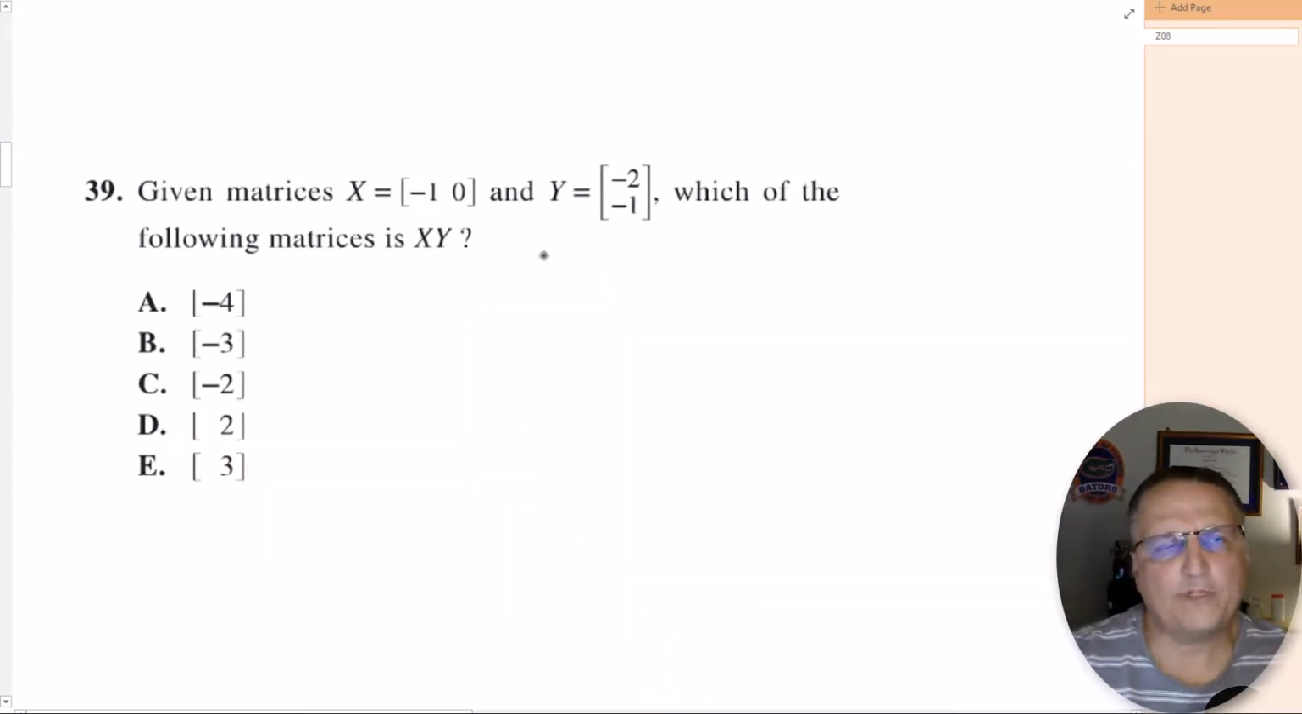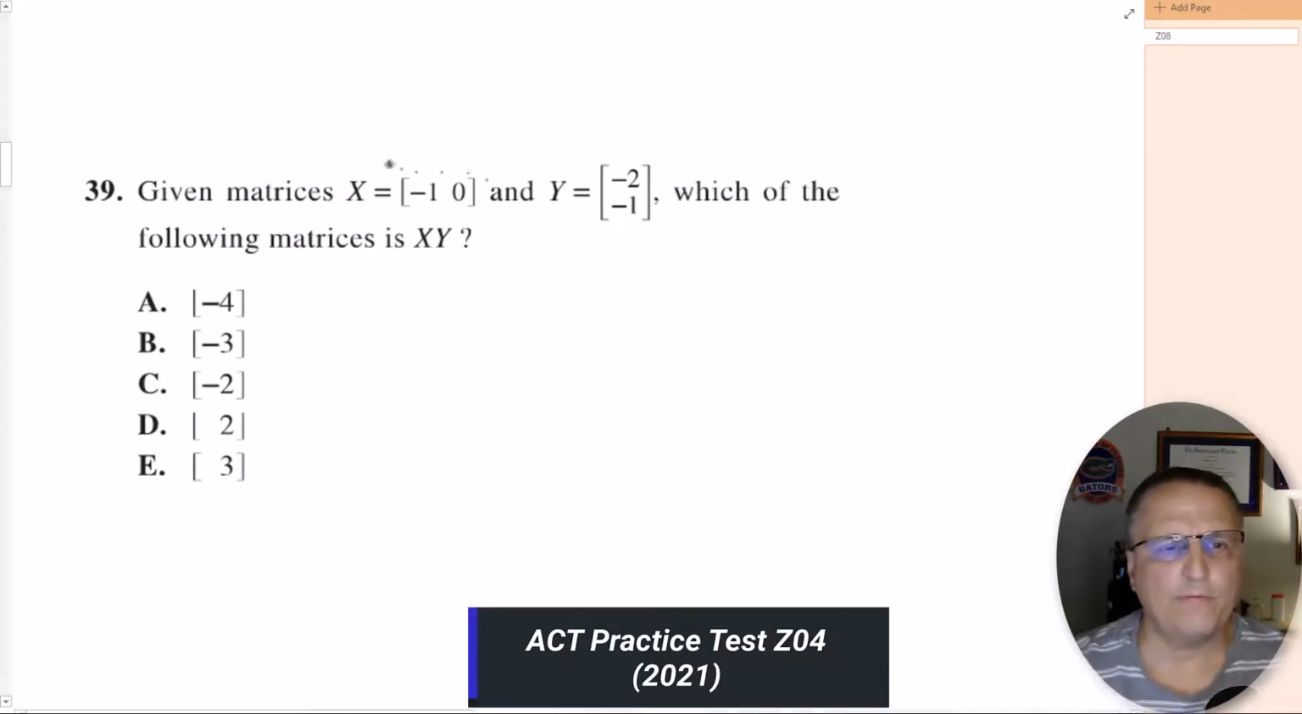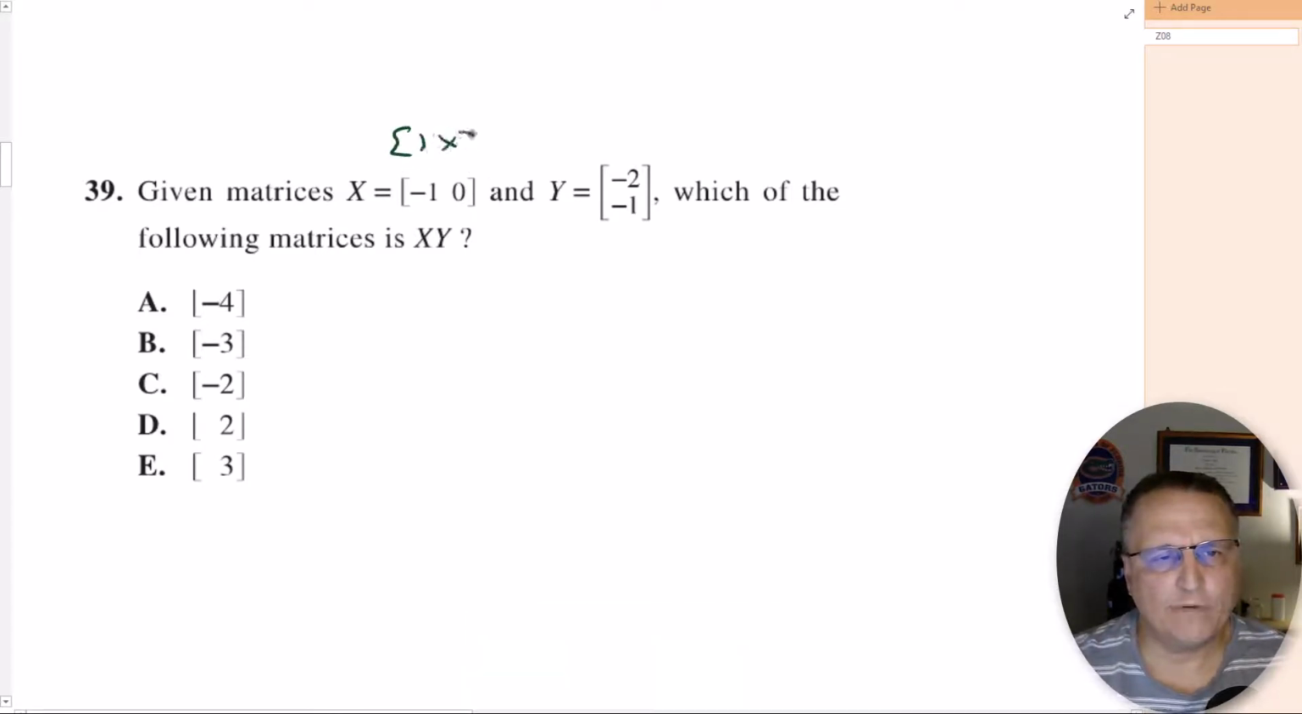So here's a matrix problem that actually requires us to do matrix multiplication. Let's first confirm that we could even do matrix multiplication, that it is permissible. This is a 1 by 2 matrix. Its dimensions for matrix X are 1 by 2. It's got one row and two columns. And this matrix Y is a 2 by 1. It's got two rows of numbers, but only one column.